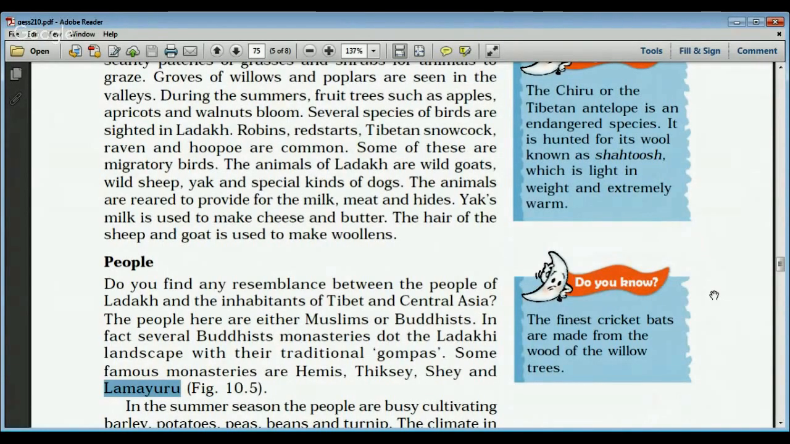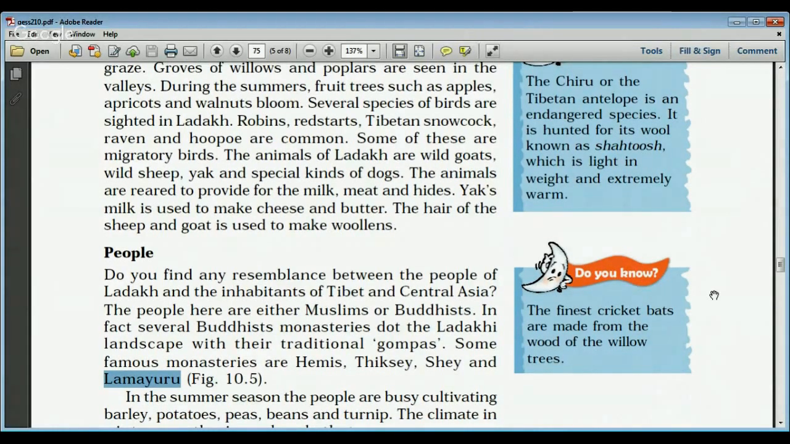And out of the two, willow and poplar, the willow may produce the finest cricket bats. And if you talk about the people of the Ladakh region, they actually have some resemblance with the Tibetan and Central Asian people, and most of the people living in the Ladakh region are either Muslims or Buddhists. In fact, several Buddhist monasteries dot the Ladakhi landscape with their traditional gompas. And there are very famous monasteries like Hemis, Diskit, Shey, and Lamayuru.